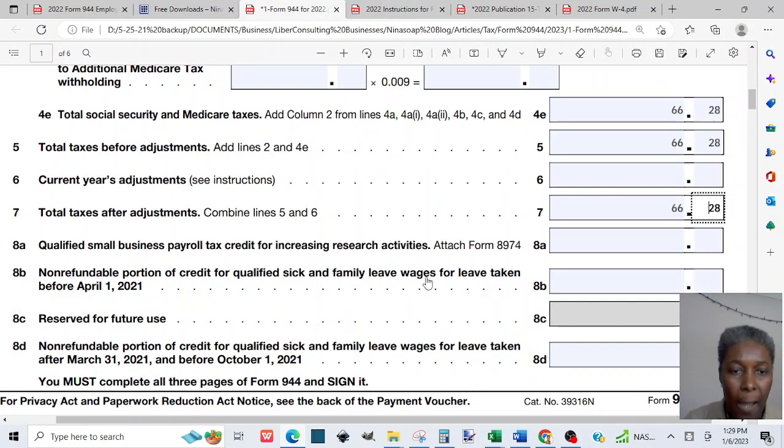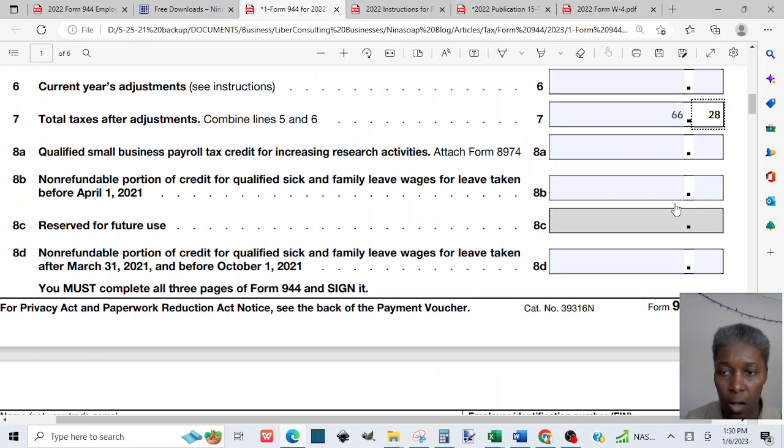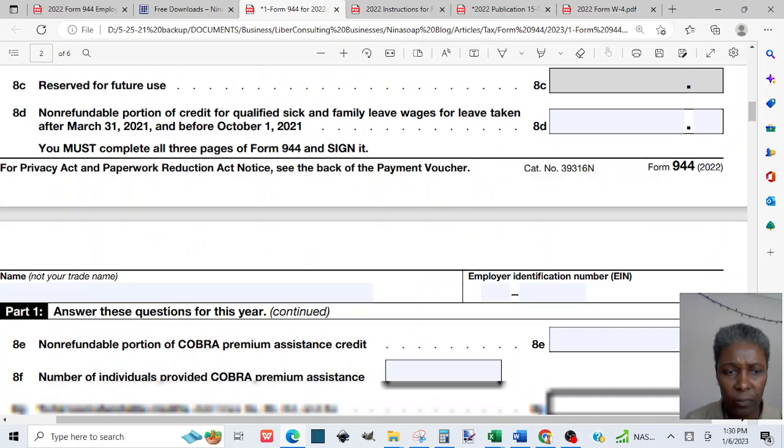So we do not have a credit we are going to claim, so we leave line A alone. Non-refundable portion of credit for qualified sick and family leave, we leave it alone, lines A and B blank. If a number is $0 for you, you just leave that line blank. Line AC does not have anything. AD, non-refundable portion of credit qualified sick leave, line AD, we leave it alone.